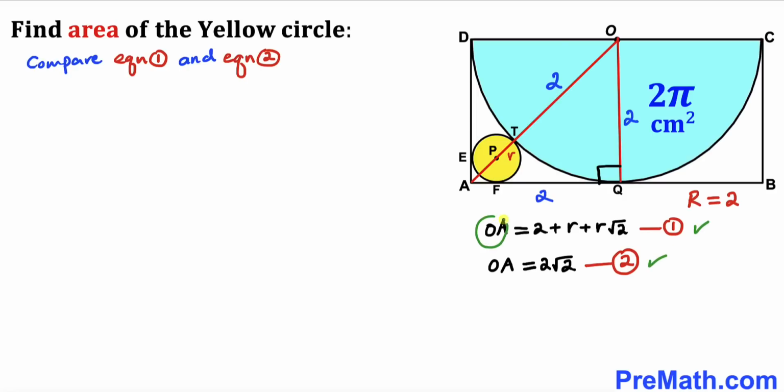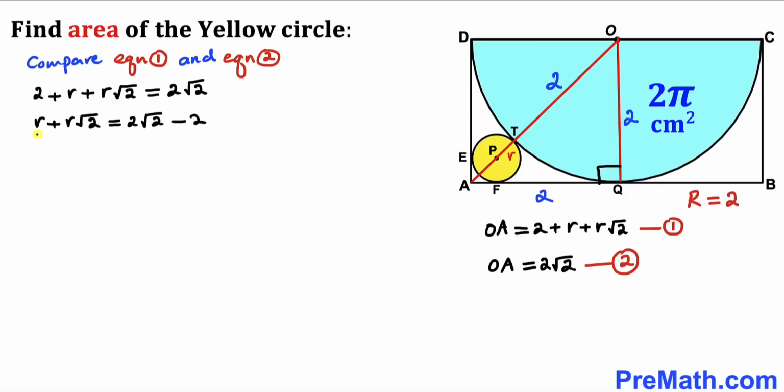We can see the left hand sides are same. So therefore we can equate the right hand sides as well. So therefore I can write 2 plus r times square root 2 equals to, on the right hand side, 2 times square root of 2. Now let's go ahead and move this 2 on the right hand side, and here we can see r is in common. So therefore I can factor out r.